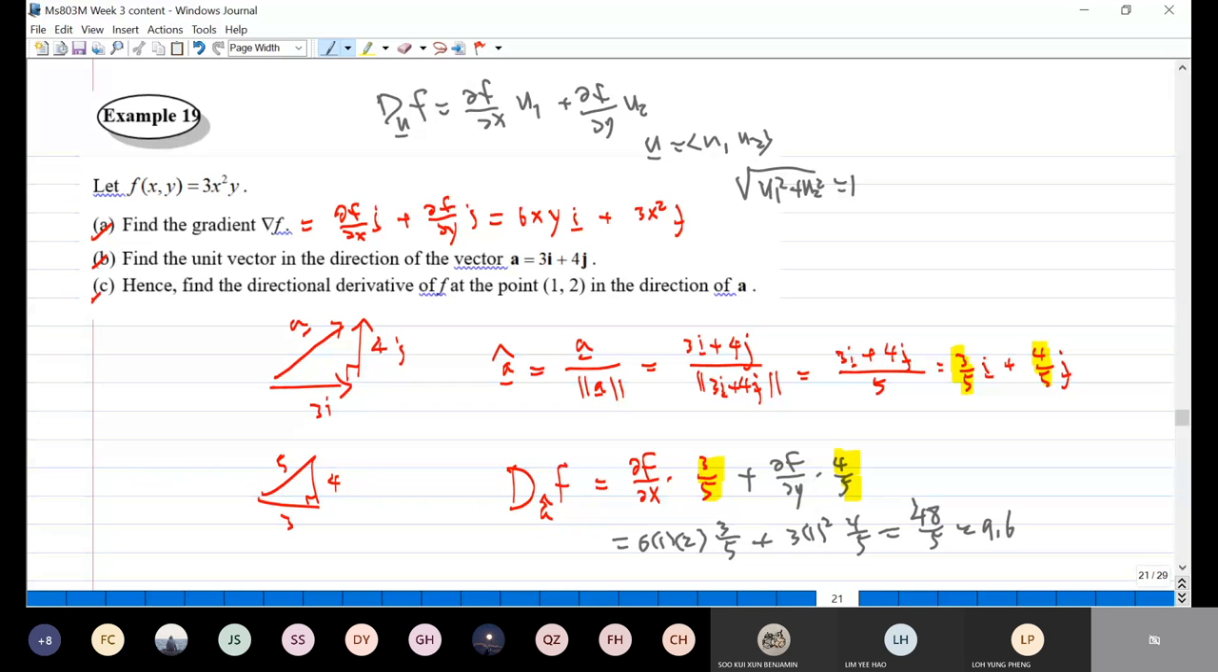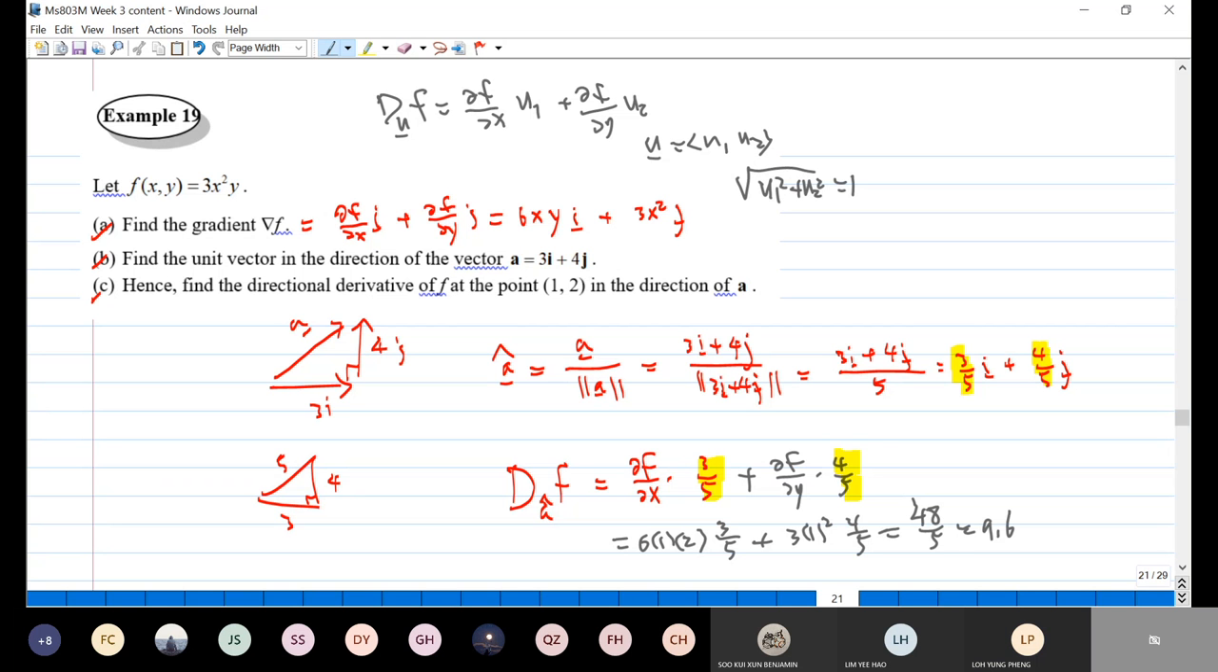But for question B, the square root of 3 squared plus 4 squared equals 5, right? It's not equal to 1. Yeah, that's not 1. So right, this is not a unit vector.